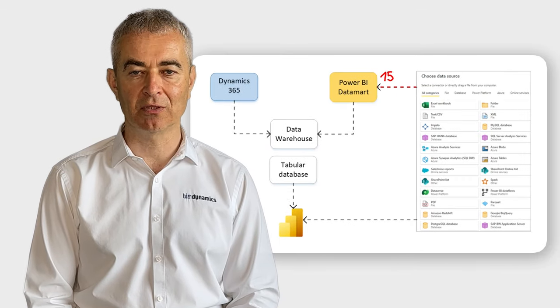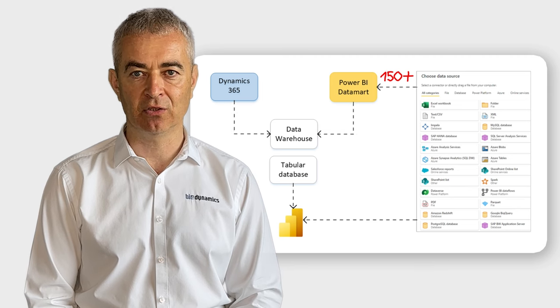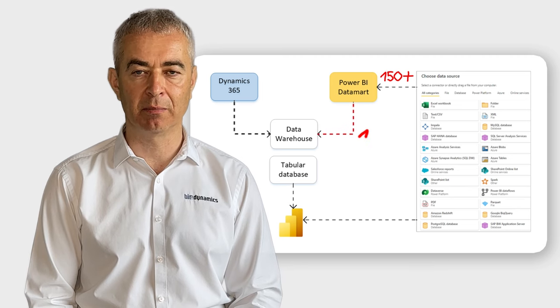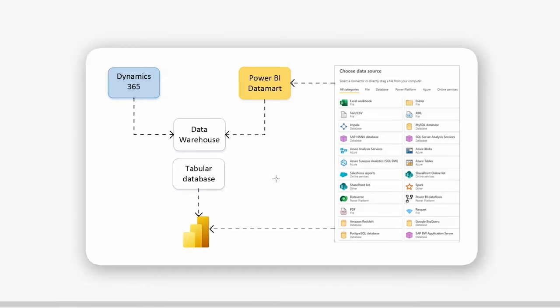BI for Dynamics can integrate into the data warehouse any external source, and we have not created 10 or 20 connectors, but only one. How is this possible? We have created only one connector to Power BI Datamart, and Power BI Datamart supports more than 150 data sources.